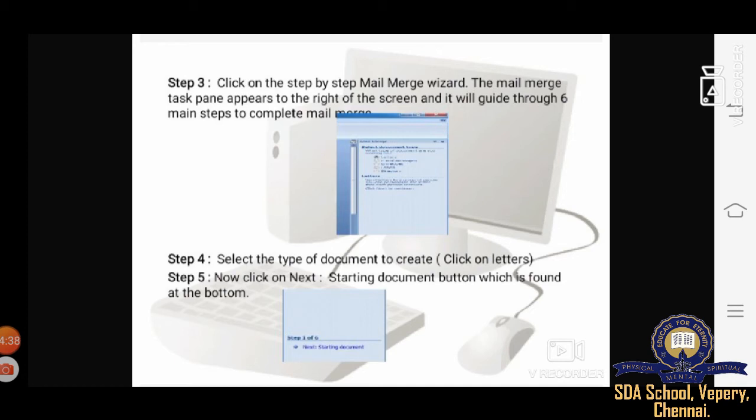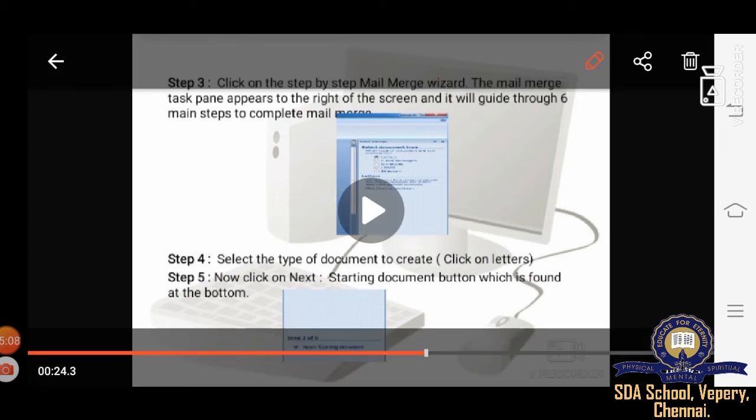The Mail Merge task pane appears to the right of the screen, and it will guide you through 6 main steps to complete the mail merge. Step 4, select the type of document to create, or click on Letters. Step 5, now click on Next: Starting Document button, which is found at the bottom of your document.